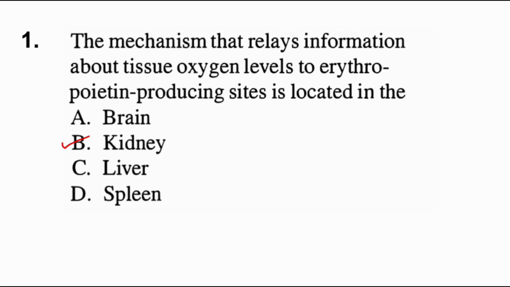Specialized cells in the kidneys called peritubular interstitial cells constantly monitor the oxygen carrying concentration in the blood. When they detect hypoxia, they ramp up the production of EPO, which then travels to the bone marrow to stimulate the production of more red blood cells.